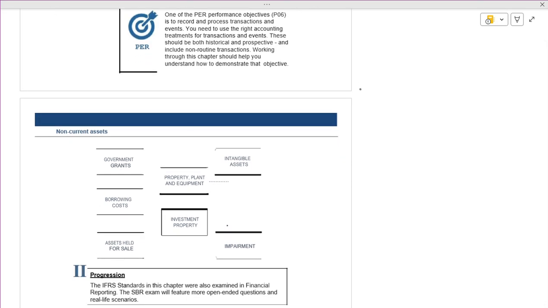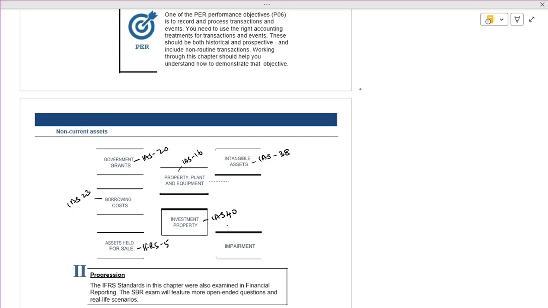If you take it very specifically, this is IFRS 5, this is IAS 20, this is IAS 23, this is IAS 38, this is IAS 40, and this is IAS 16. 1, 2, 3, 4, 5, 6. These are the things we will cover.